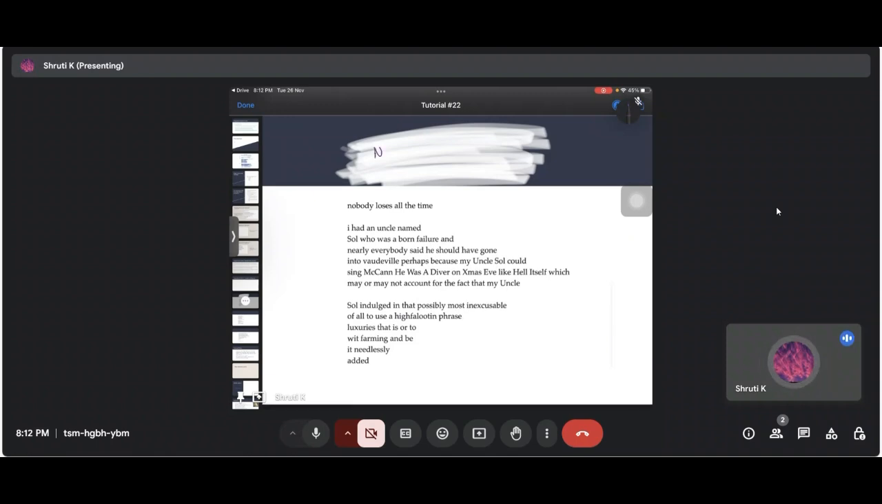So today, the poem we will be talking about is called Nobody Loses All the Time by Cummings.